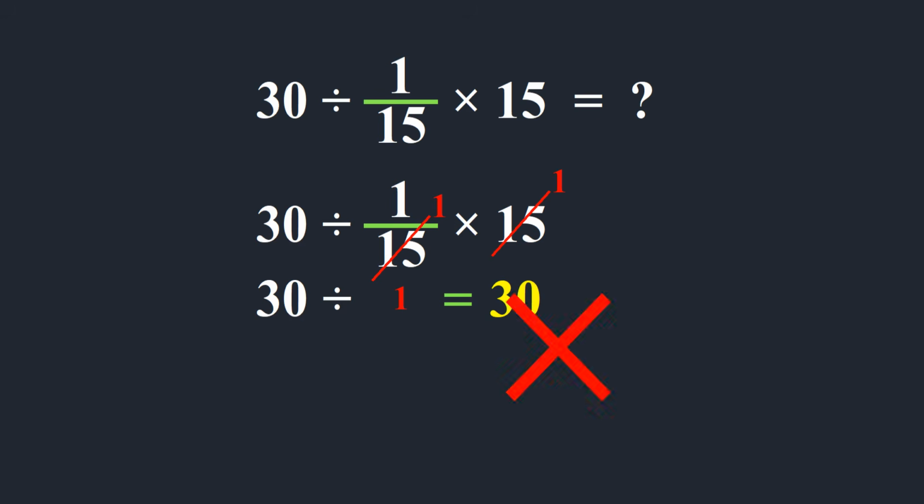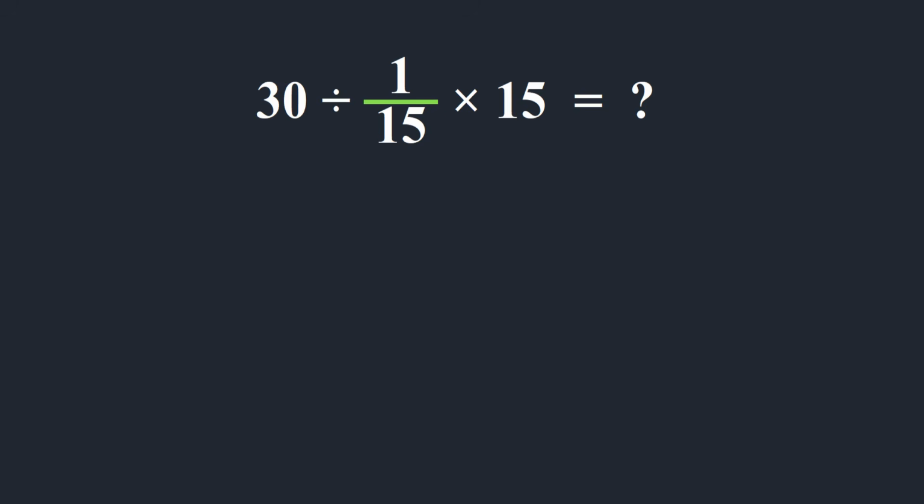But this answer is not correct because according to the order of operations, we have to do this division first, not this multiplication. So let's start the correct solution. 30 divided by 1 over 15. To do this division, write down the 30 and change the division to multiplication and flip this fraction to 15 over 1, which gives 15.